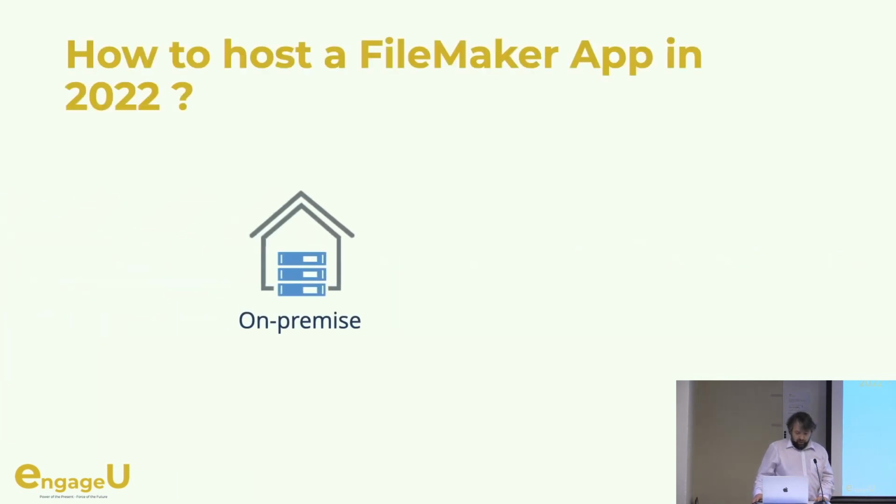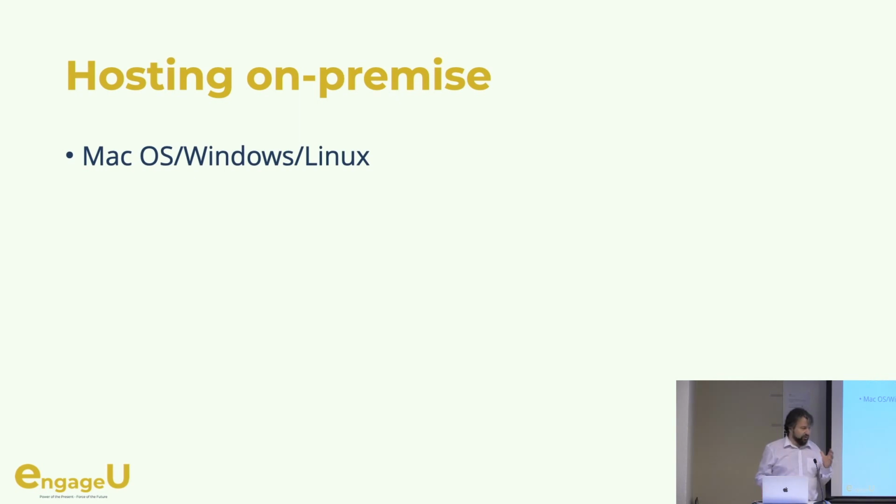So we have two big categories of hosting files. First is on-premise, and second is on the cloud. On-premise, you have three versions of FileMaker Server. As you know, you have the macOS version, the Windows version, and the Linux version. You can install on-premise, meaning you really install it in your premises, right? One of the advantages is that you keep your data at home. Sometimes people feel more secure by that, right? That their data is within their walls.